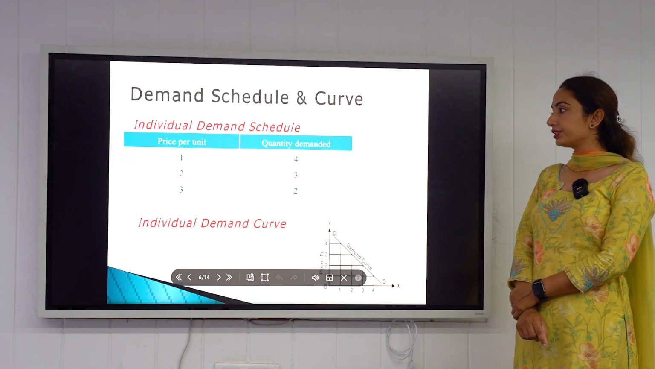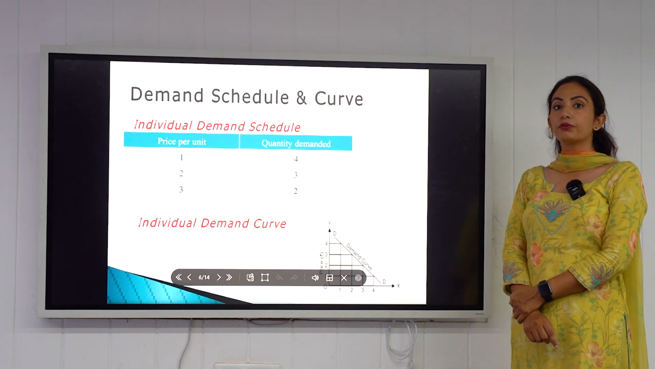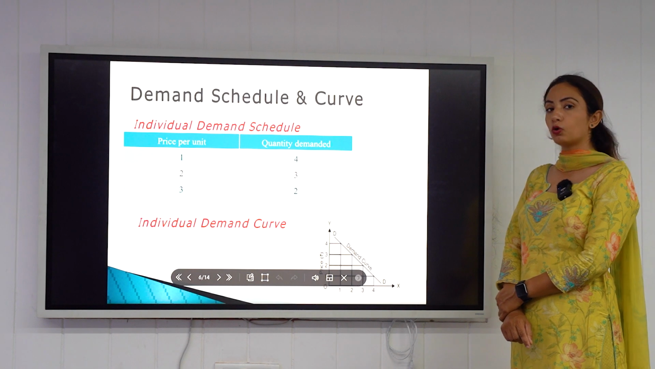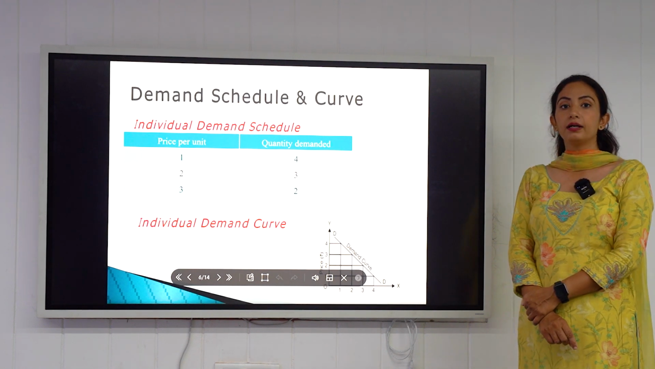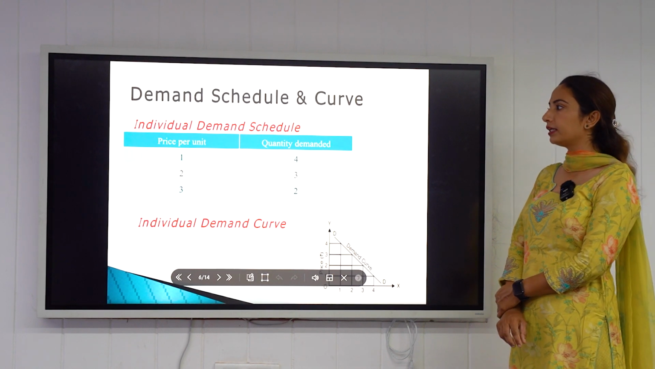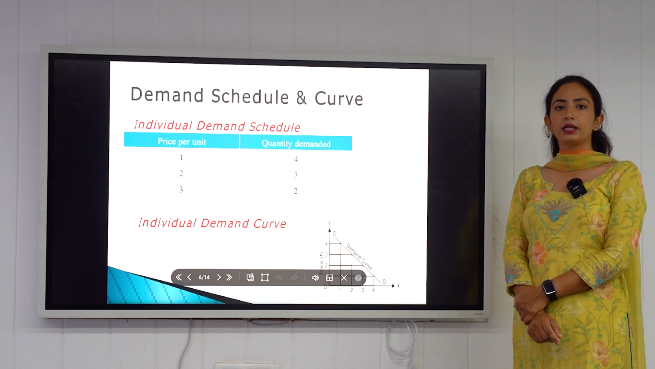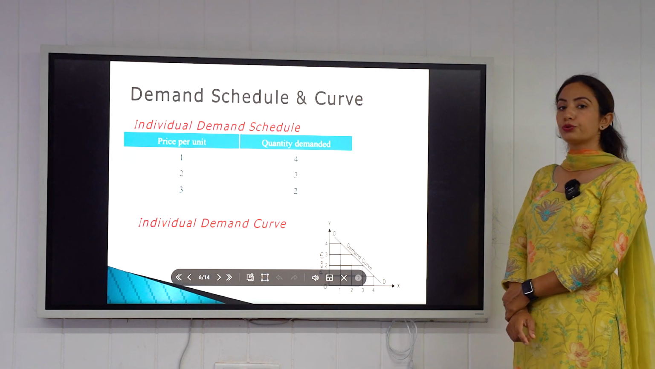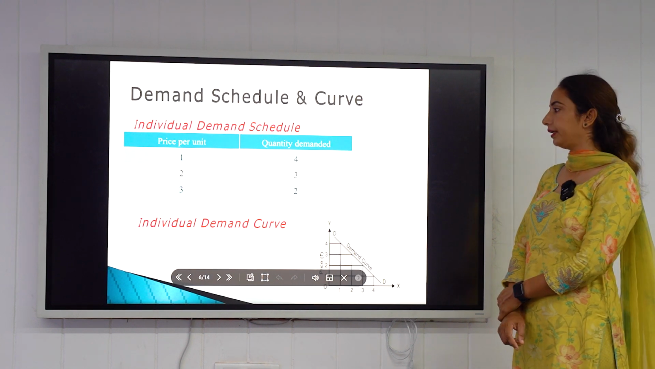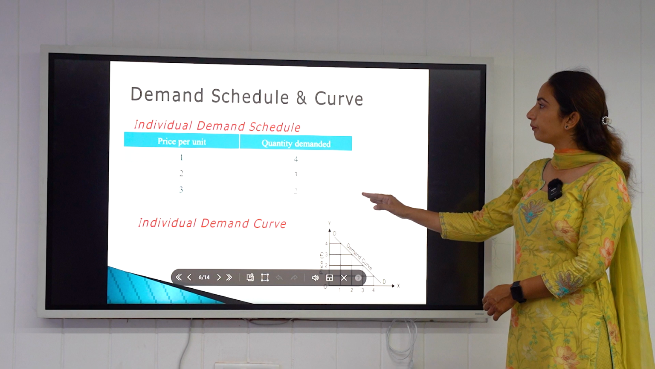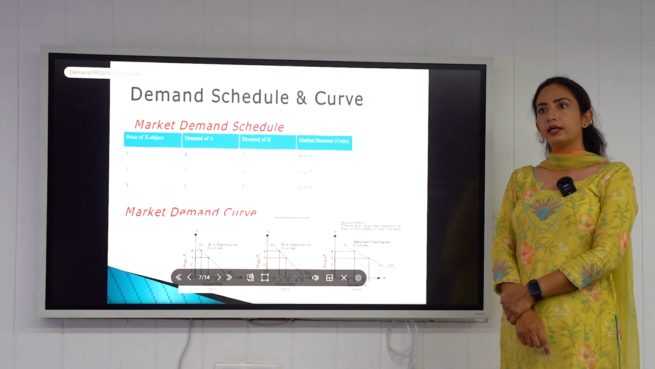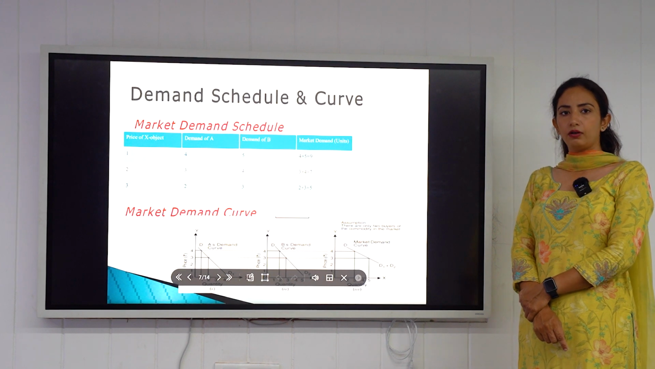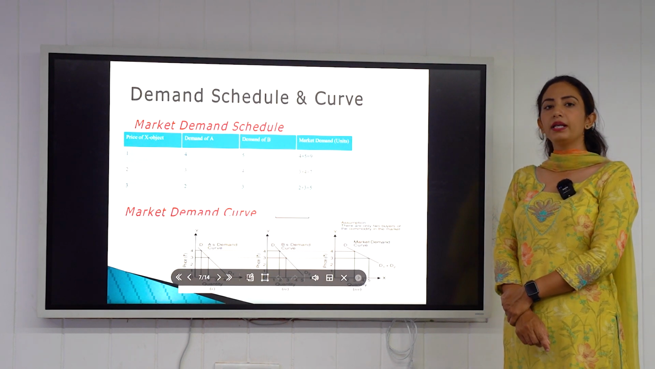And the relationship of the table is in the form of a curve, a downward sloping curve, the DD demand curve. It is the demand curve for a particular person. With the fluctuations in prices, the person is fluctuating the quantity demanded. So moving further, in real life there is a big market.